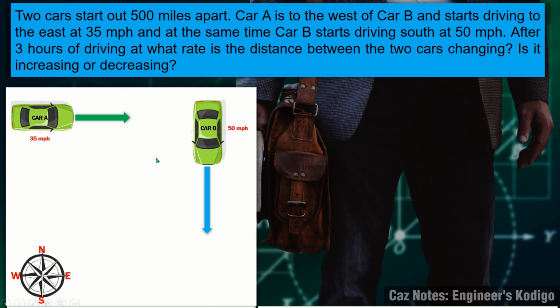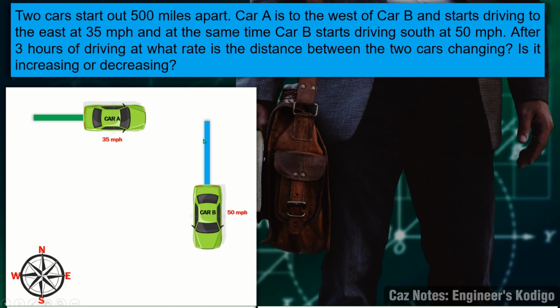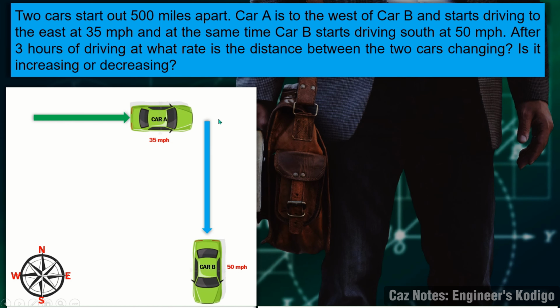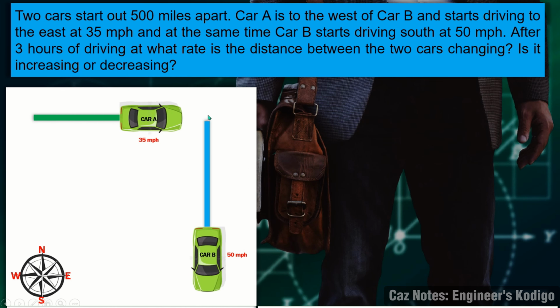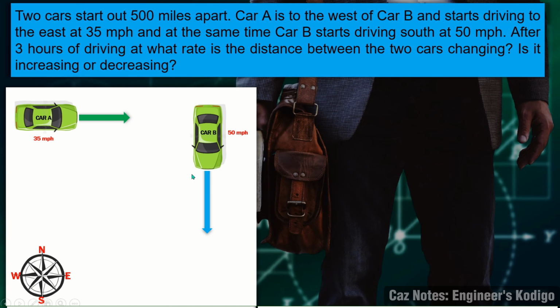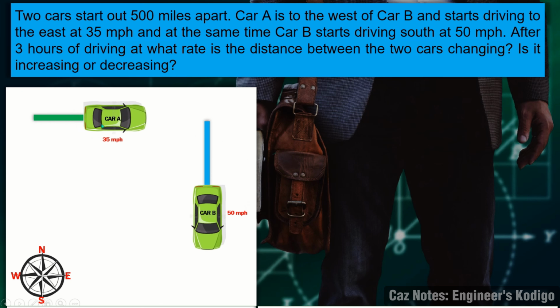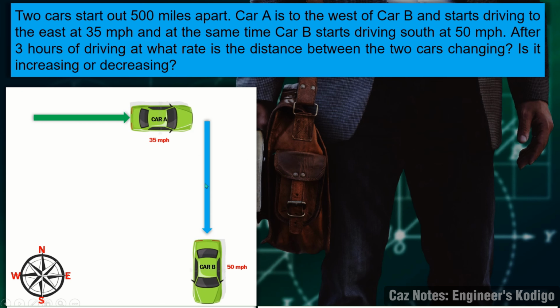According to the problem, car A is running at 35 miles per hour towards car B, and car B as well is running 50 miles per hour going south. So as you can see, this is the simulation of their movement.